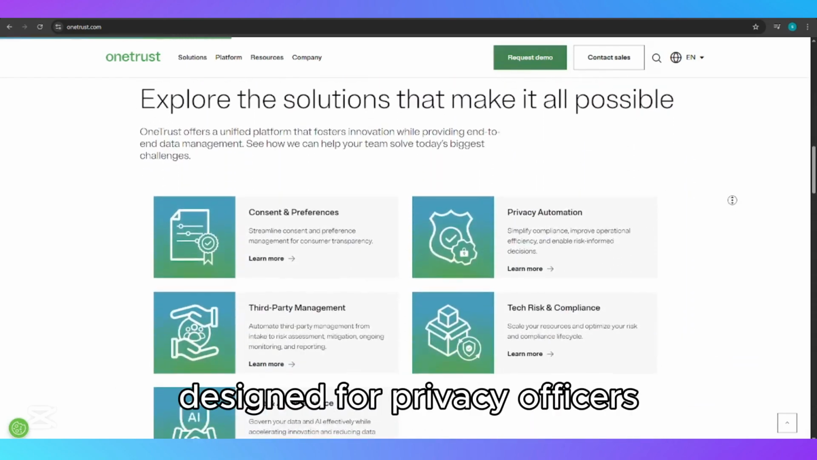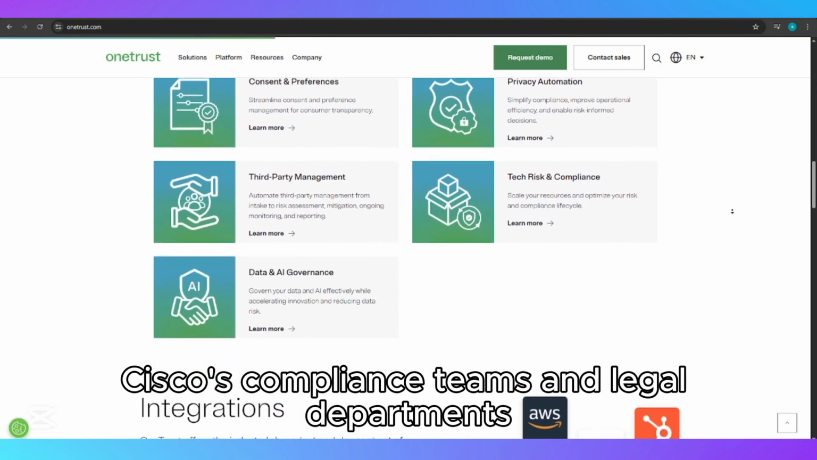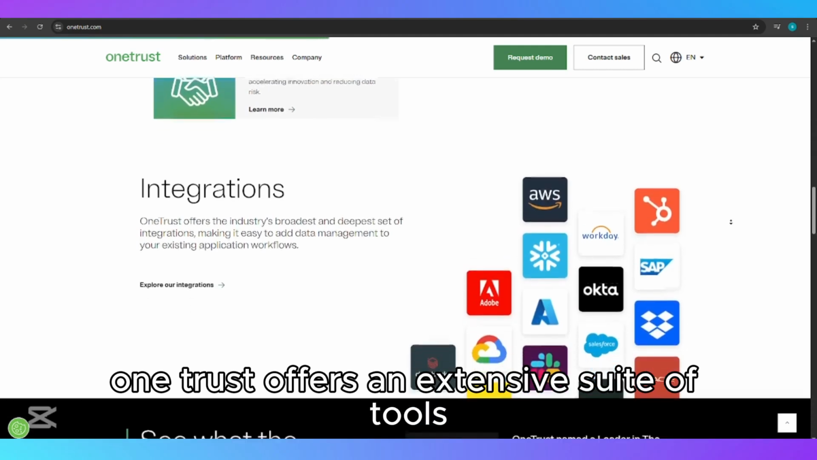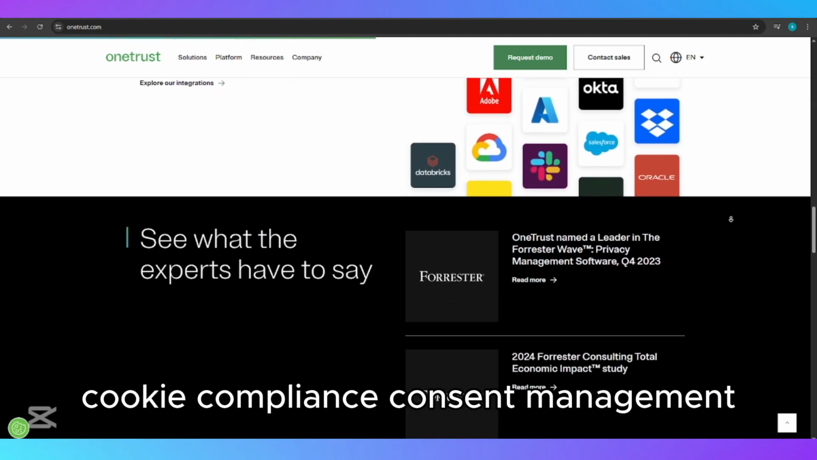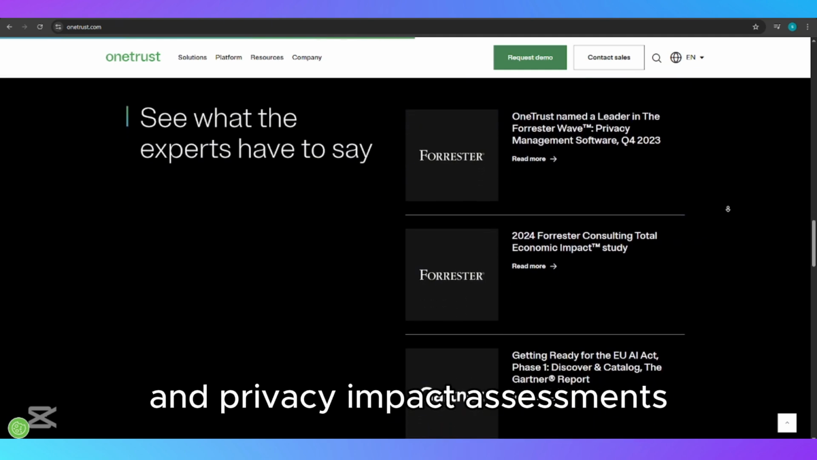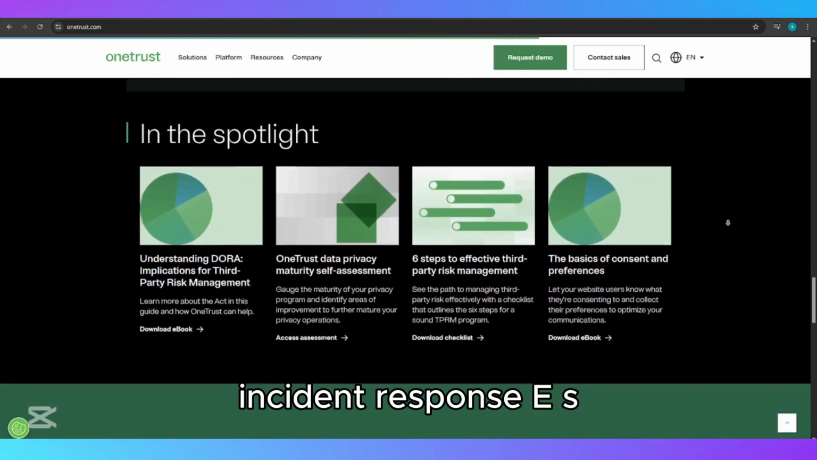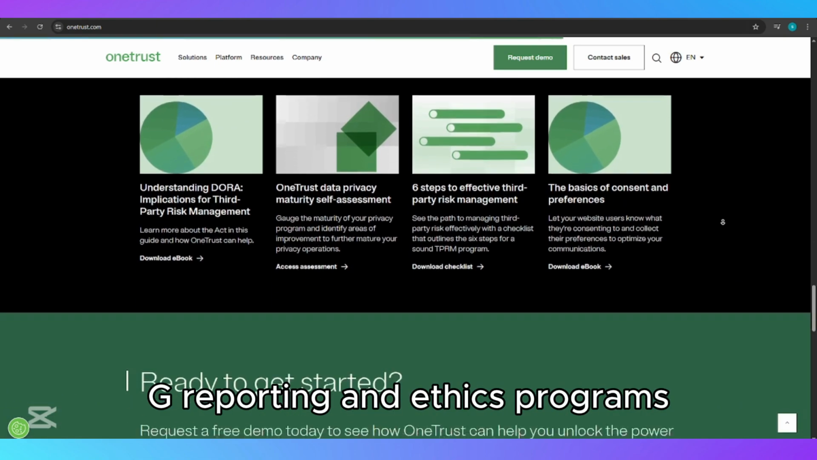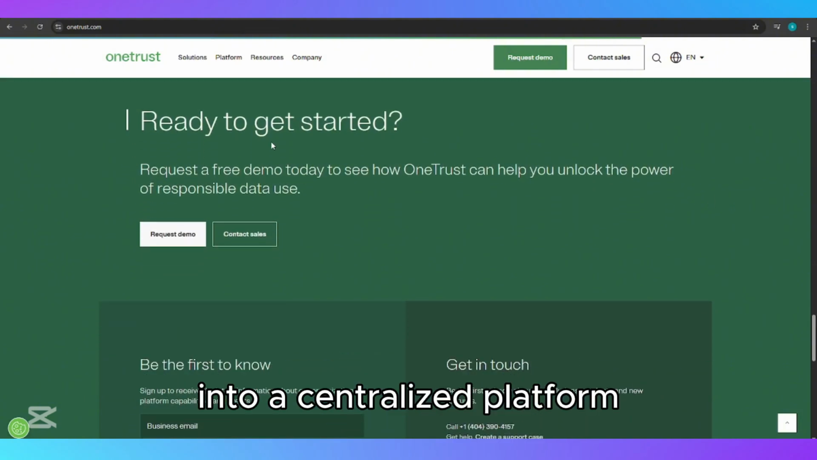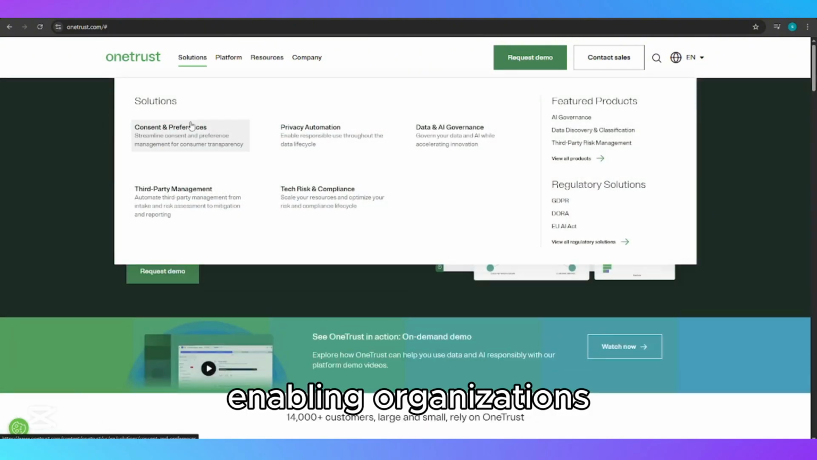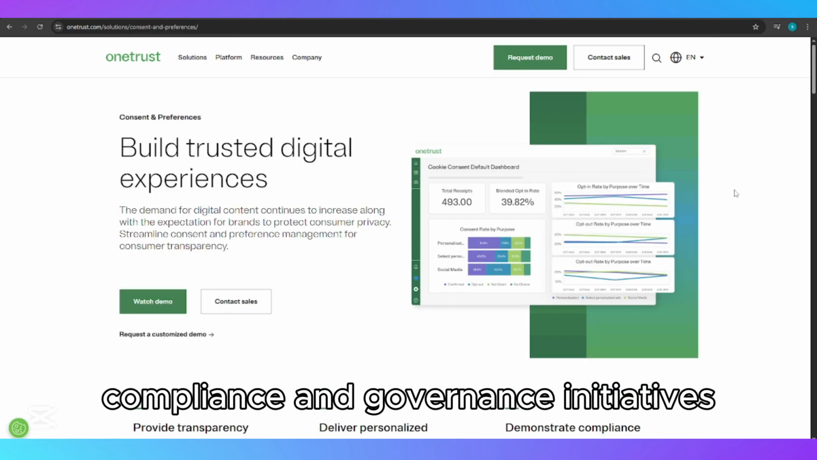at scale. Designed for privacy officers, CISOs, compliance teams, and legal departments, OneTrust offers an extensive suite of tools covering everything from data mapping, cookie compliance, consent management, and privacy impact assessments to third-party risk management, incident response, ESG reporting, and ethics programs. Its key strength is how it brings together these disciplines into a centralized platform, enabling organizations to automate and align their trust, compliance, and governance initiatives.